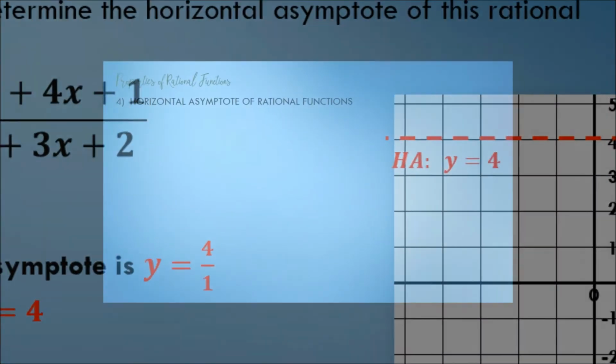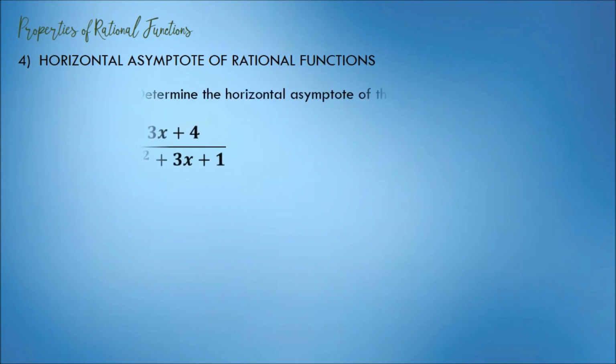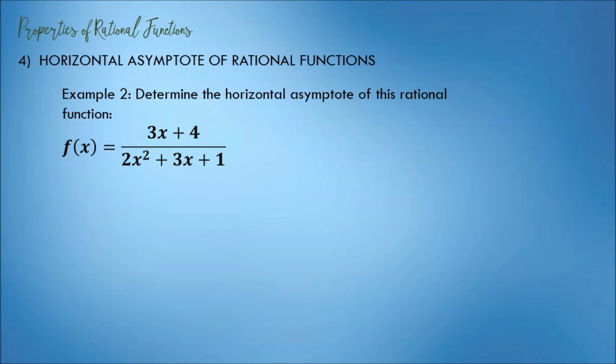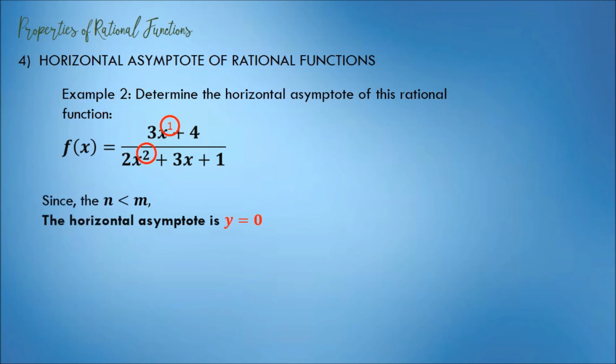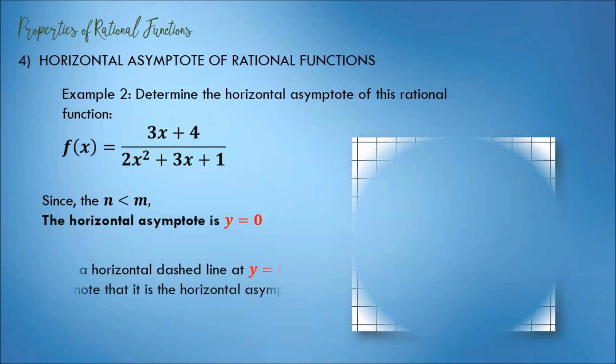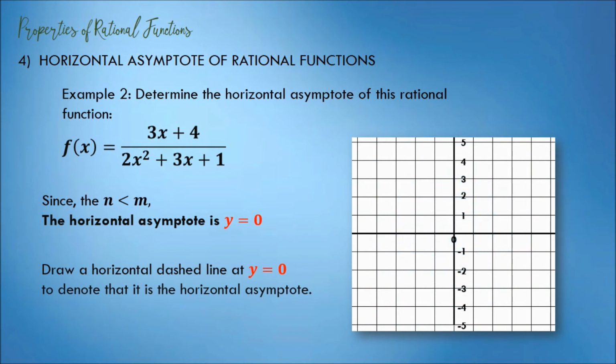Example number 2. Determine the horizontal asymptote of this rational function. f of x is equal to 3x plus 4 all over 2x squared plus 3x plus 1. Since the degree of numerator is less than the degree of denominator, the horizontal asymptote is y equals 0. Draw a horizontal dashed line at y equals 0 to denote that it is the horizontal asymptote of the given rational function.